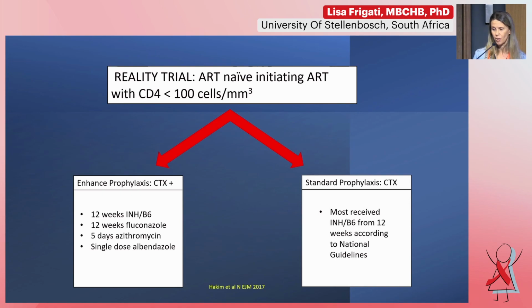So this was the REALITY trial. What they did was they, in adults predominantly starting ART with a CD4 count of less than 100, randomized them to receive enhanced prophylaxis versus standard of care. Standard of care was basically cotrimoxazole prophylaxis, and later on, many of the participants in the standard of care arm also received INH prophylaxis after 12 weeks of starting ART. The enhanced prophylaxis was 12 weeks of INH and B6, 12 weeks of fluconazole, 5 days of azithromycin to try to prevent bacterial infections, and a single dose of albendazole.